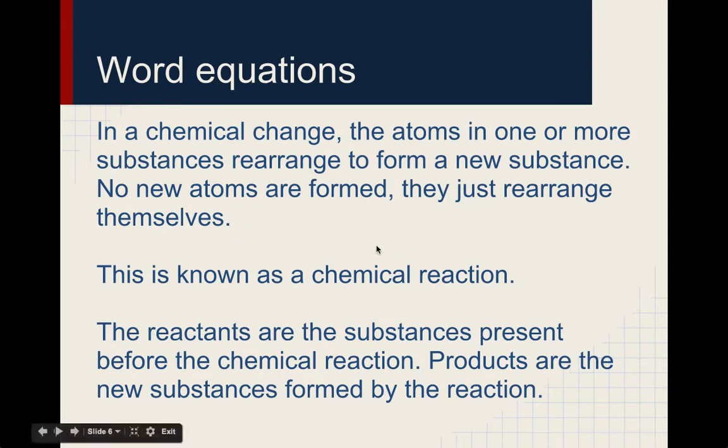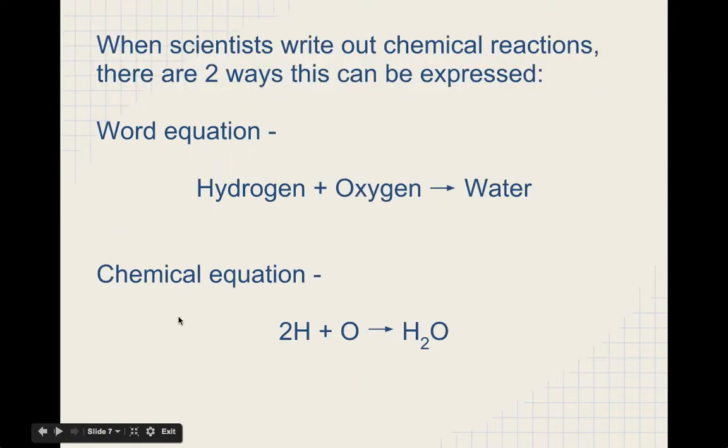So this is known as a chemical reaction. The reactants are the substances present before the chemical reaction. So we have reactants and we have products. Before the chemical reaction, we have reactants, the two things that are going to react together. Then we have the products. When those two reactants have acted together, they produce a product. We can see this a little more clearly on the next slide.